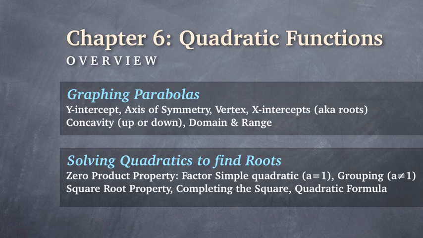We also used factoring, or various factoring methods, in order to find the exact value of the roots. Using the zero product property, we did simple quadratics when a is equal to 1, and we used grouping when a was not 1. We also used the square root property, completing the square, and the quadratic formula.